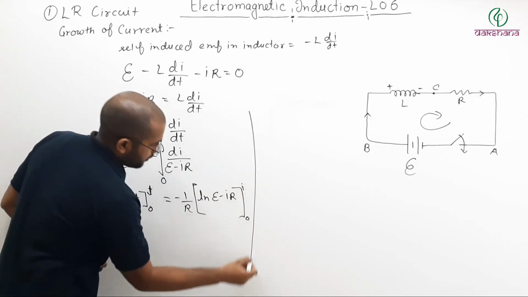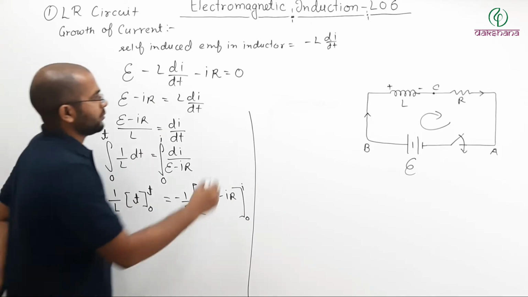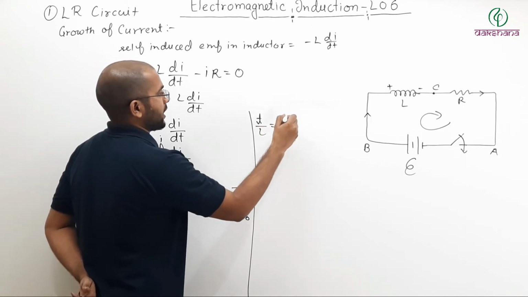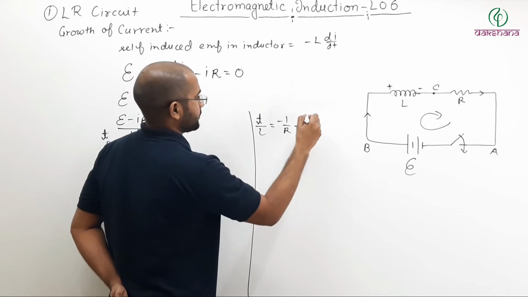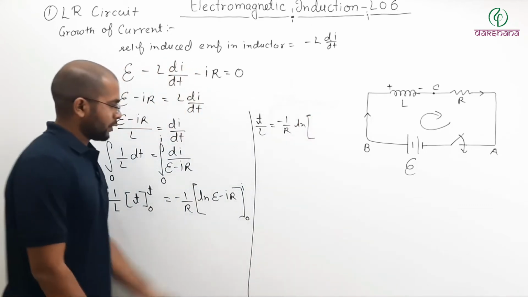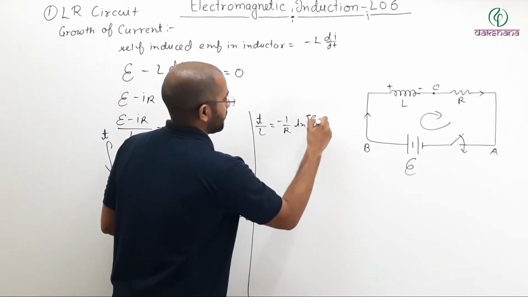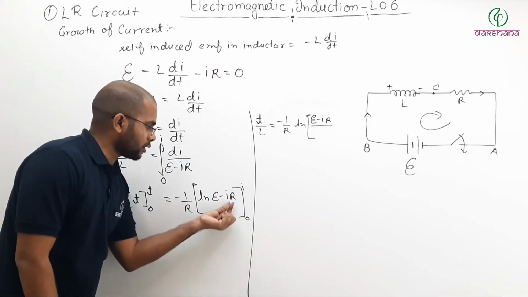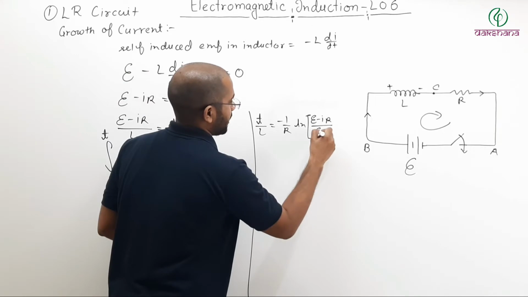Now let us put in the limits. 0 to t gives t/L, equal to minus of 1/R ln of, when you put I, EMF − IR, divided by, when you put 0, this becomes 0 but EMF is still there, so divided by EMF.